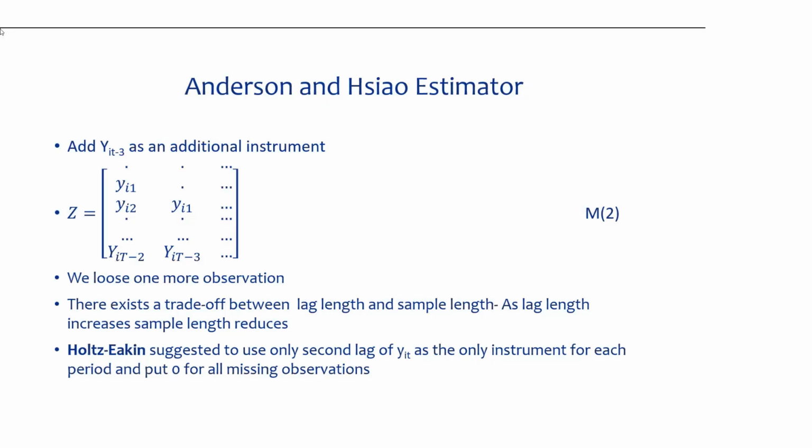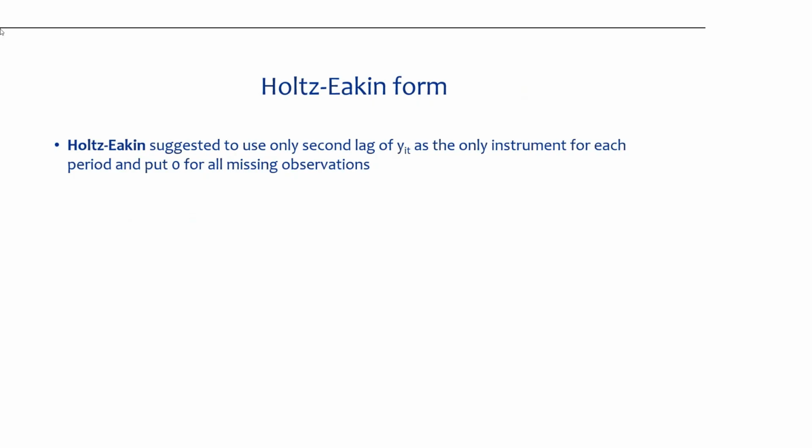A lot of information. So Holtz-Eakin suggested that you should use only the second lag and put the others as 0. But what is the problem in doing that? The real problem is that a lot of information gets lost. A lot of information is lost.